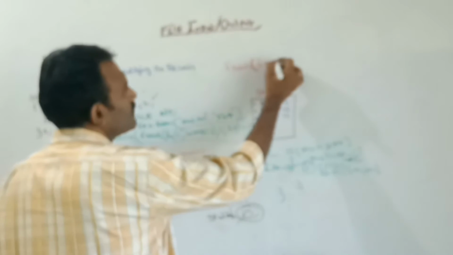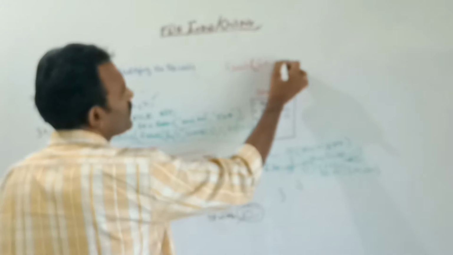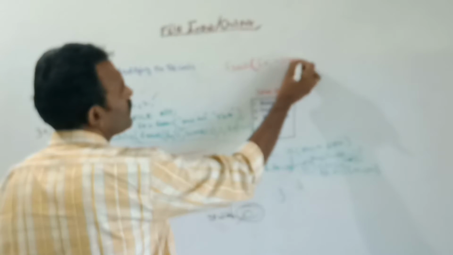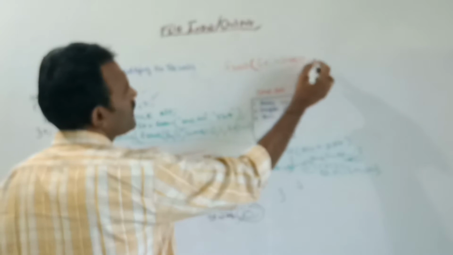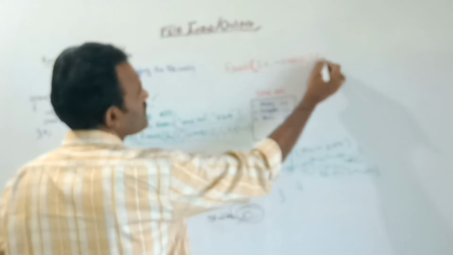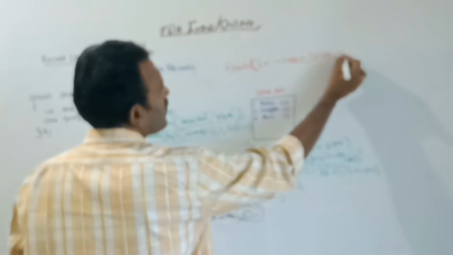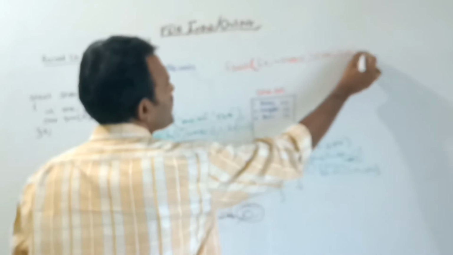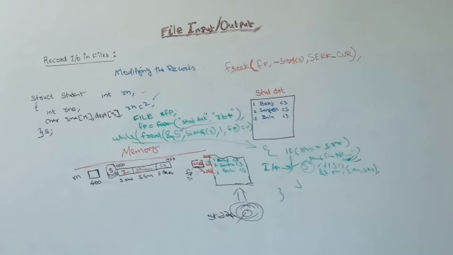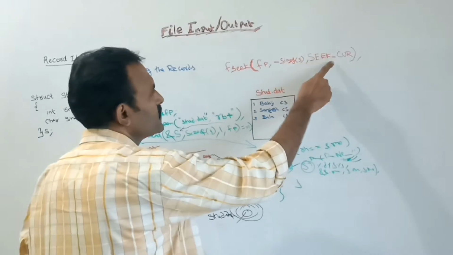Here this offset value we can give as positive or negative, anything we can give. So now I am giving minus sizeof s. Next here, this reference, seek, I am giving cur. SEEK_CUR means where the file pointer is currently positioned, that current position.